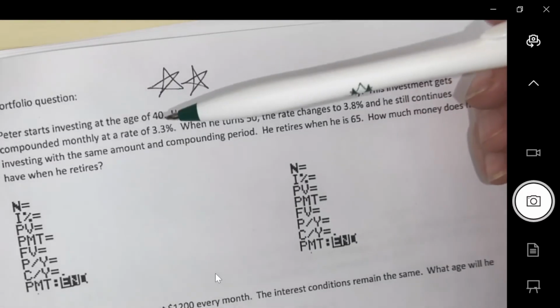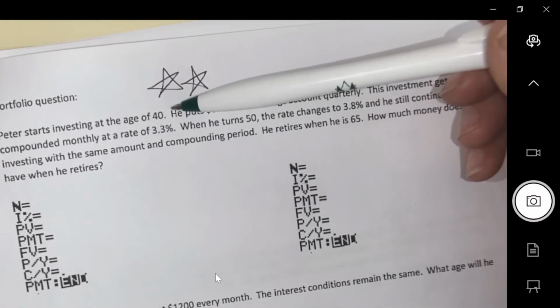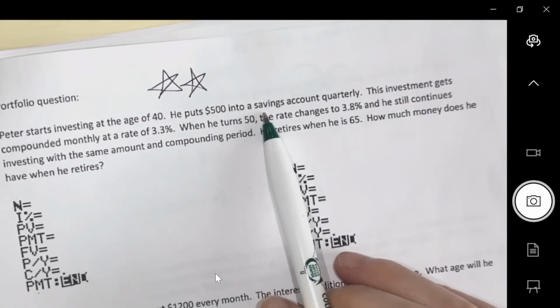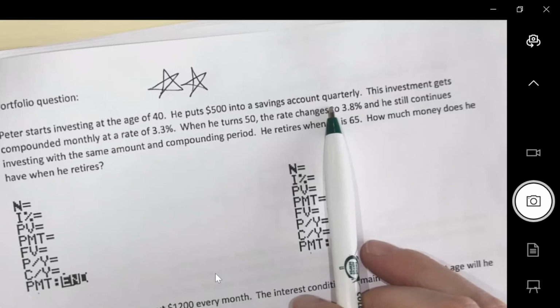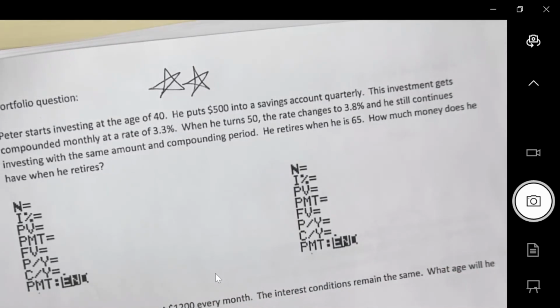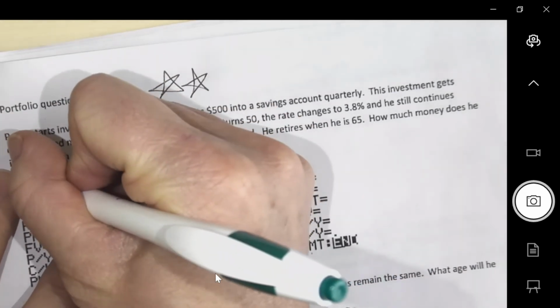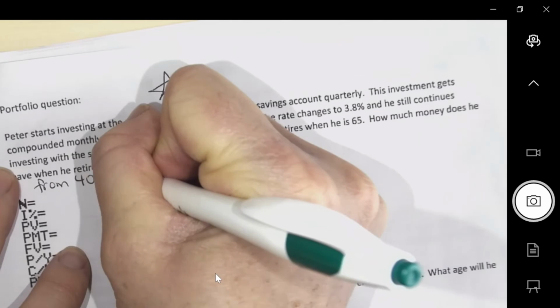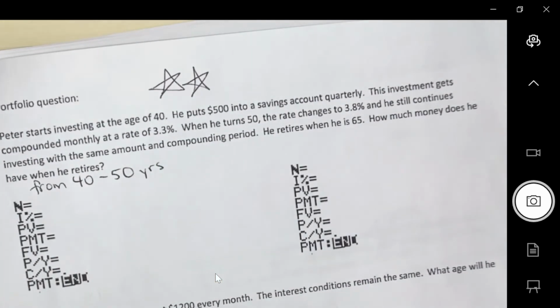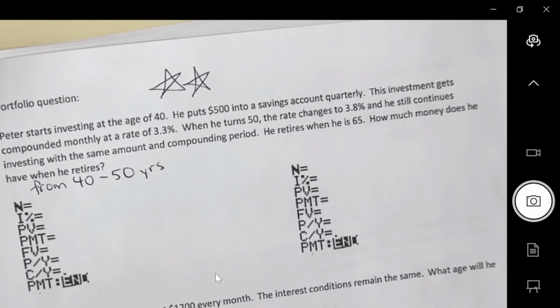Okay, Peter is going to start investing when he's 40. He's going to put money in quarterly, so I'm already knowing I'm going to do the regular payment. Then when he turns 50, stuff is going to change. So I'm going to break this down. I'm going to do this for the criteria of when he's 40, because when he turns 50, we're going to have to change the numbers. So from 40 to 50 years old.